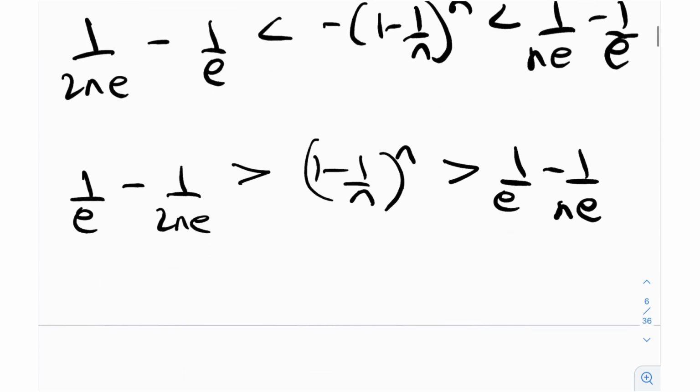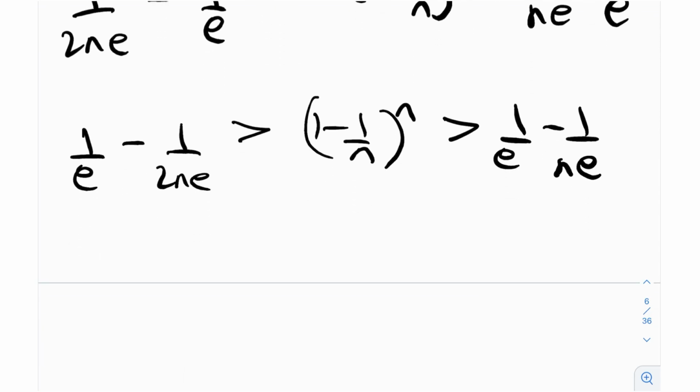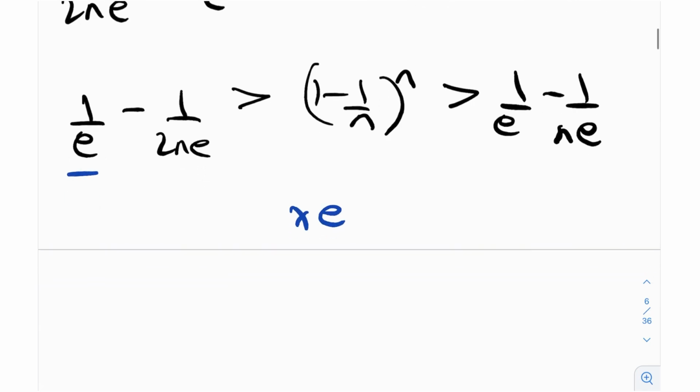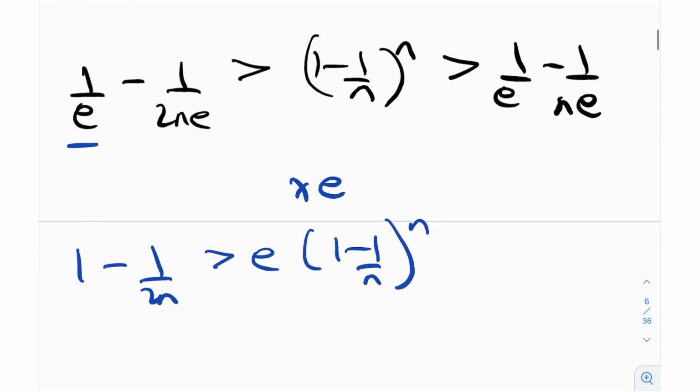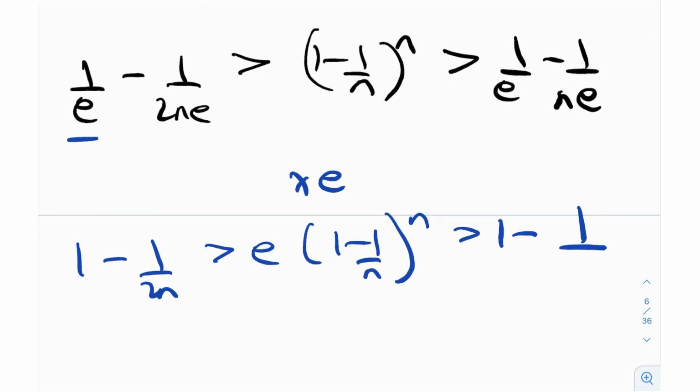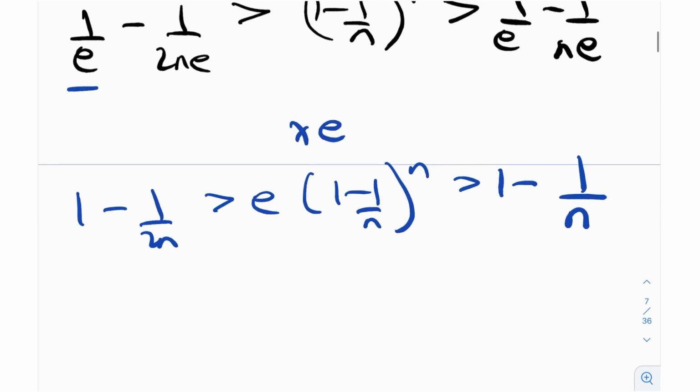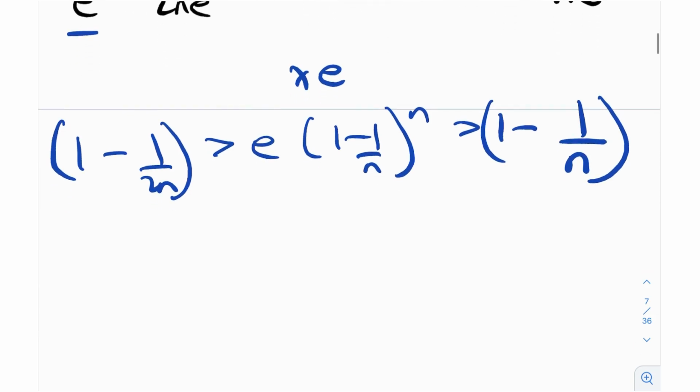So it is definitely starting to make a lot more sense. Now I'm going to simplify it a little further. We really don't like this e in the denominator, so we multiply by e on all of these terms, right? So we get 1 minus 1 by 2n that is greater than e times this quantity in the middle, which is greater than 1 minus 1 by n. I think this expression is probably looking a little better than what we started with, right? So we've probably made certain progress over here.